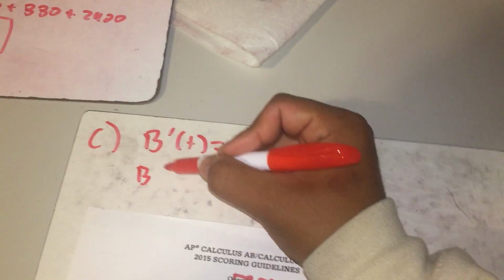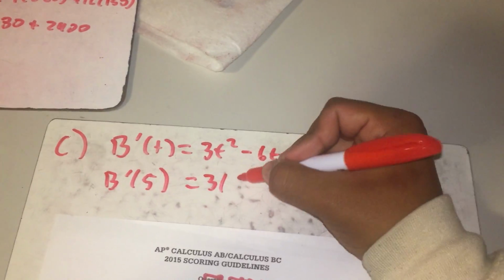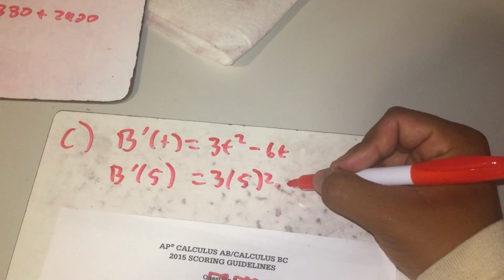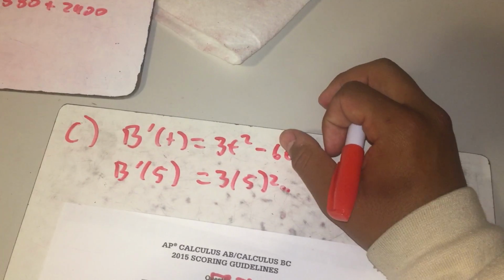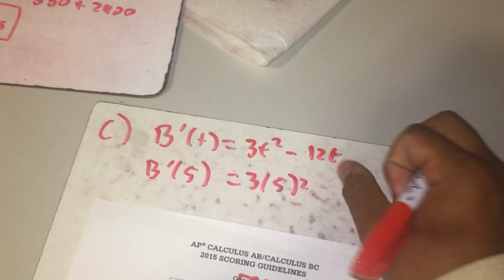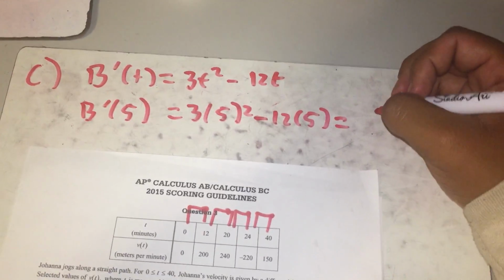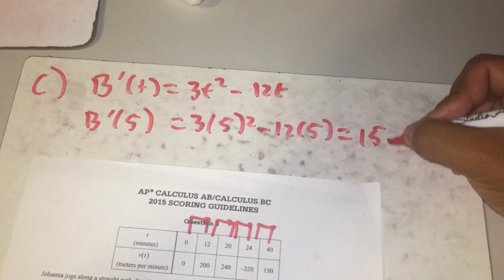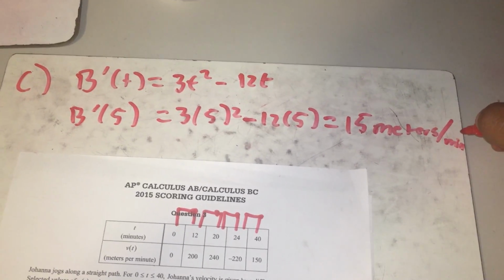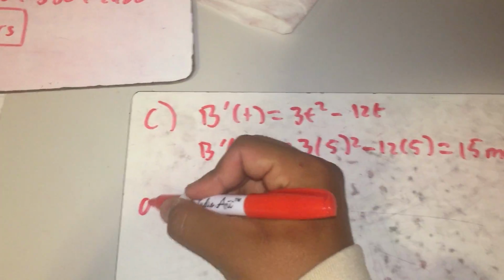Now we just plug in 5 to every t. Oh, I'm sorry, this will be 12t minus 12, 5. This will give us 15 meters per minute. This is acceleration, so we square it. Alright, last one.